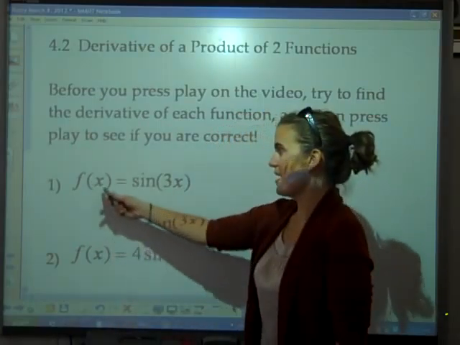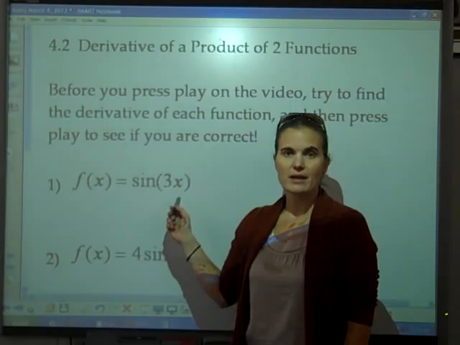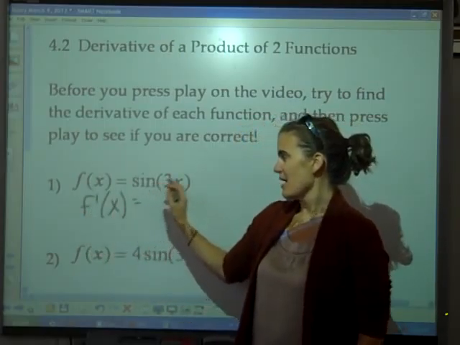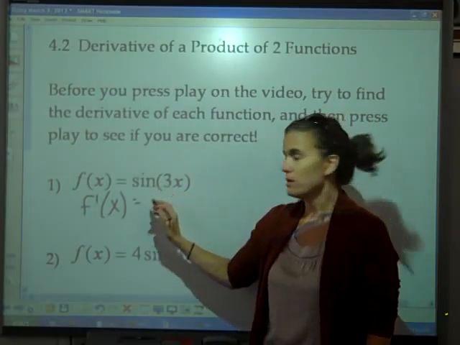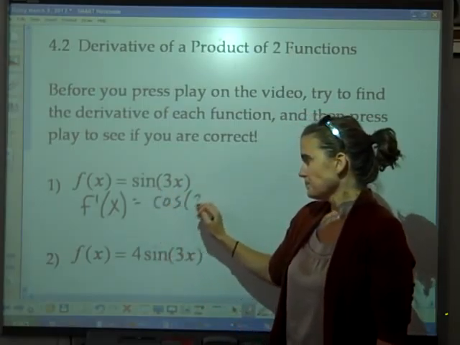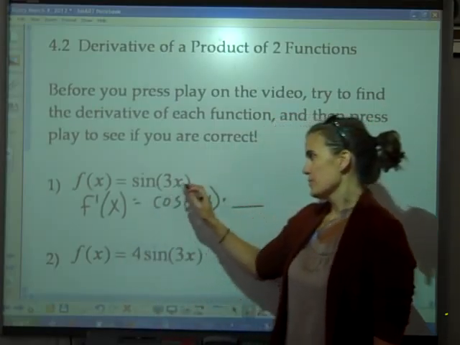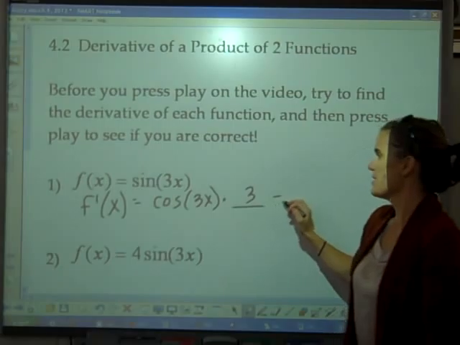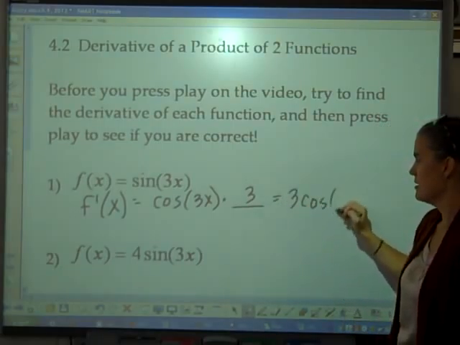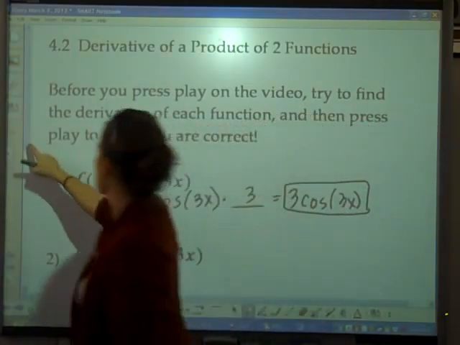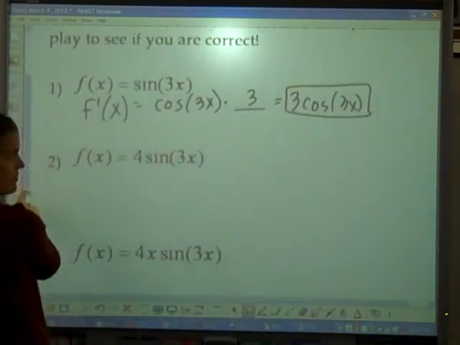Okay, so for the first one, f of x equals sine of 3x, then the derivative, f prime of x, we look at this as the sine of something, so the derivative of sine of something should be cosine of something, times the derivative of that something. So times the derivative of 3x, which would just be 3. So we could say our derivative here was 3 cosine of 3x. So in that problem, all we had to use was the derivative of sine and chain rule.